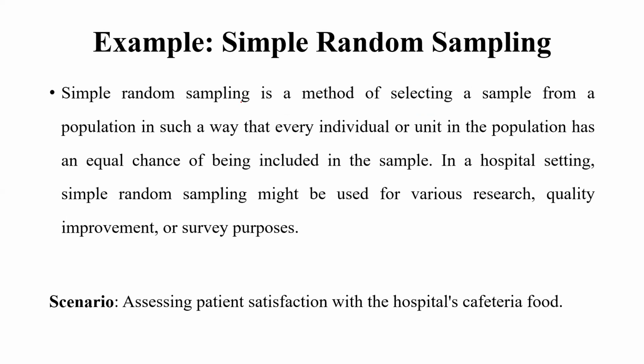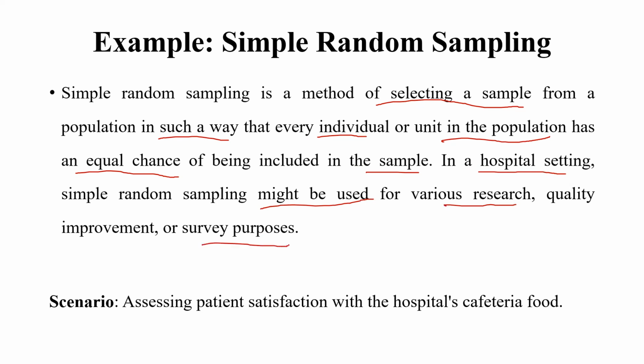So as we know, simple random sampling is the method of selecting a sample from a population in such a way that every individual or unit in the population has an equal chance of being included in the sample. So now we are going to take an example from a hospital setting. Simple random sampling might be used for various research, quality improvement, or survey purposes. So the scenario is assessing patient satisfaction with the hospital's cafeteria food. So this is our research question objective.